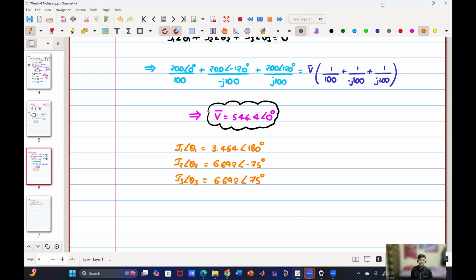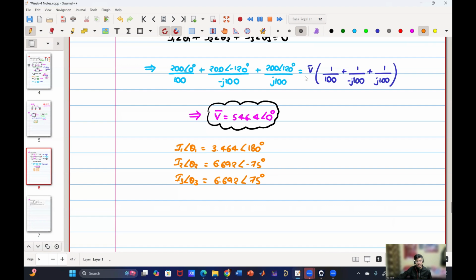Okay, then what you have to do is expand it. 200 angle 0 by 100 is 2 angle 0, and then the base one will be 100 angle minus 90 degrees. So this will become 2 angle minus 30 degrees, and then this will become 100 angle 90, so it will become 2 angle 30. Now again, 2 angle 30 you have to expand: 2 cos 30 plus 2j sin 30, and then this will be 2 cos 30 minus j 2 sin 30. Then you have to apply and expand.